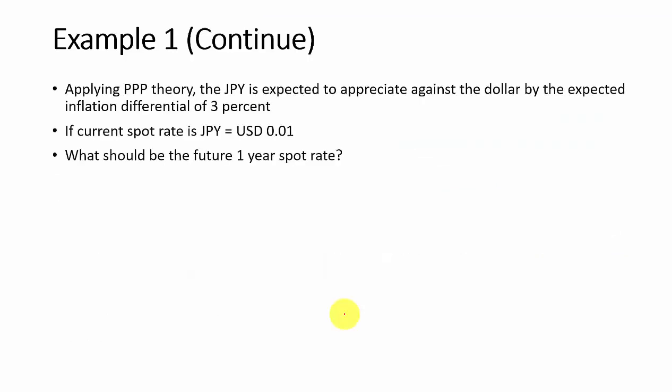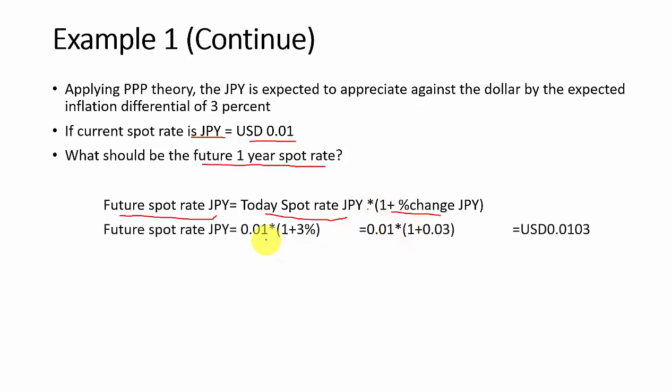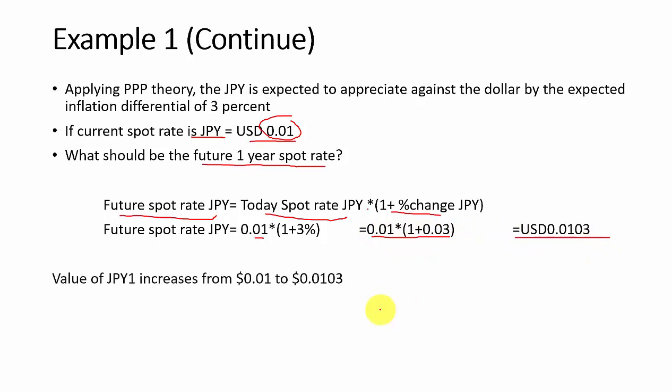Now, if the spot rate for the Japanese yen today is 1 cent, what should be the value of the Japanese yen 1 year from today? So we apply the formula. The future spot rate for the Japanese yen equals today's spot rate multiplied by 1 plus the change. So it equals today's spot rate of 1 cent times 1 plus 3%, which we learned from the previous slide. So you plug the numbers in. Here we go. The future spot rate for the Japanese yen is 0.0103. It means that the Japanese yen appreciates from 1 cent to 0.0103. In other words, the Japanese yen appreciates by 3%.